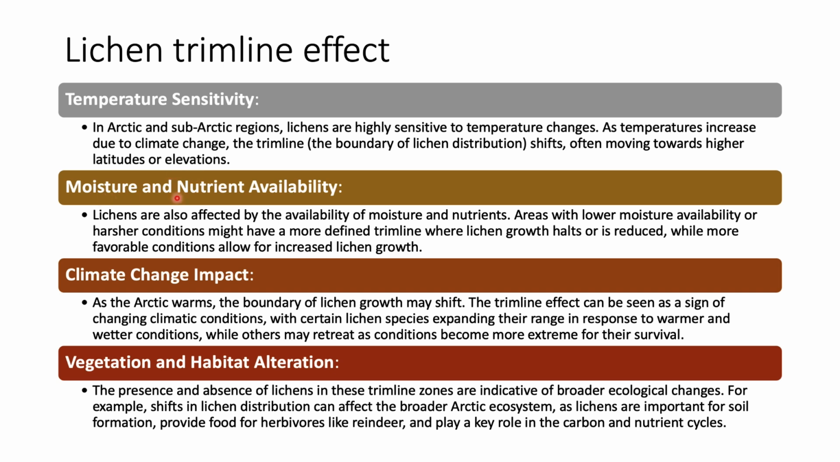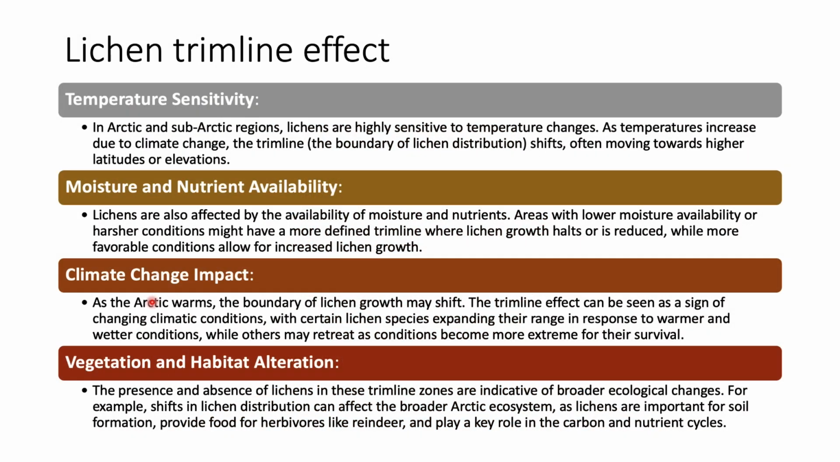And when we talk about moisture and nutrient availability, lichens are also affected by the availability of moisture and nutrients. Areas with low moisture availability or harsher conditions might have a more defined trimline where lichen growth halts or is reduced, while more favorable conditions allow for increased lichen growth. That means if nutrients are available, they grow. If nutrients are not available, they don't grow. So that is how we can see the clear difference of the trimline.